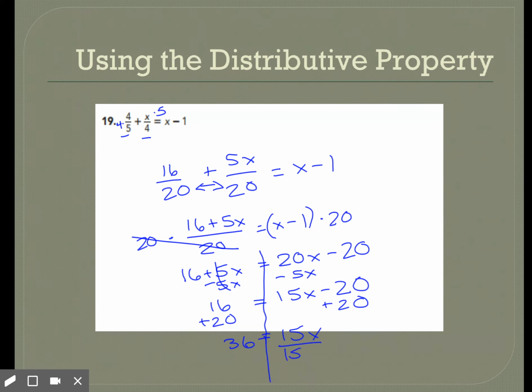And I divide both sides by 15. So that would be 36 over 15 equals x. And then in mixed number form, that would be 2 and 6/15, or 2 and 2/5 equals x. So again, this is going to take some practice. Remember, always use the distributive property, and you can't do anything with fractions unless they have common denominators first.